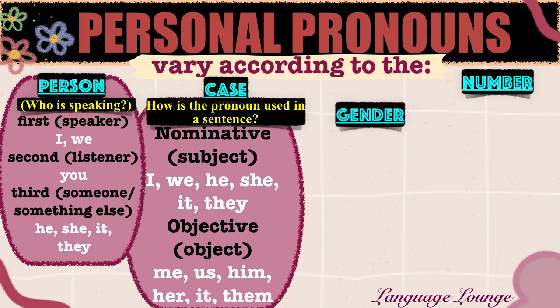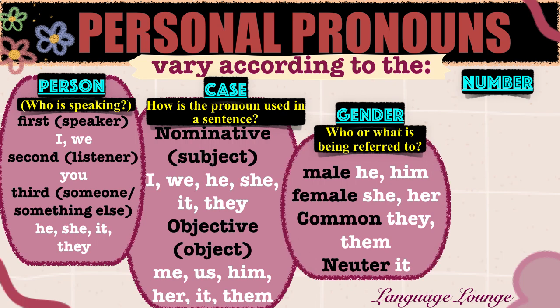Third, gender. Who or what is being referred to? Male, he, him. Female, she, her. Common, any gender or plural group. They, them. Neuter, objects, animals, unknown gender. It. Fourth, number. Singular or plural?